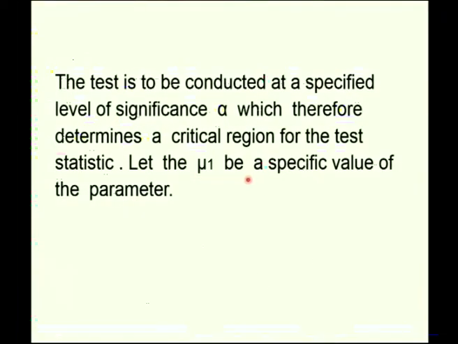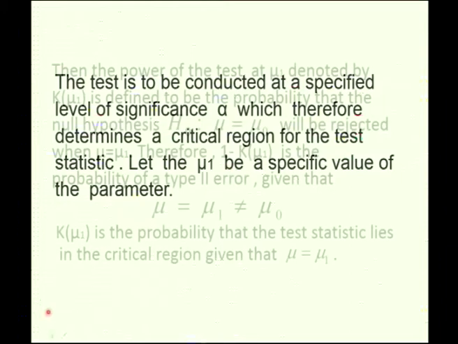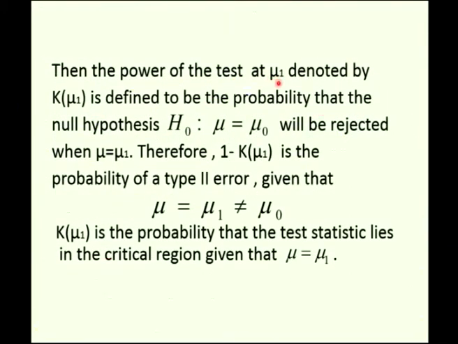Now, let mu1 be a specific value of the parameter mu. Then, the power of the test at mu1, denoted by k of mu1, is defined to be the probability that the null hypothesis H naught, mu is equal to mu naught, will be rejected when mu is equal to mu1. Therefore, 1 minus k of mu1 is the probability of type 2 error given that mu is equal to mu1, which is not equal to mu naught. Mu1 is a new value of mu other than mu naught, and k of mu1 is the probability that the test statistic lies in the critical region given that mu is equal to mu1. So, the power of the test is k of mu1.